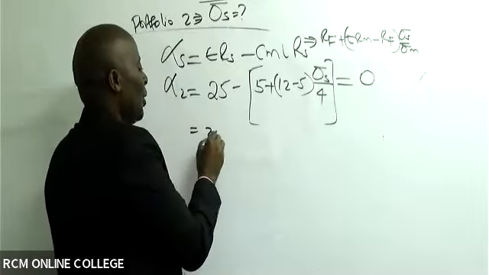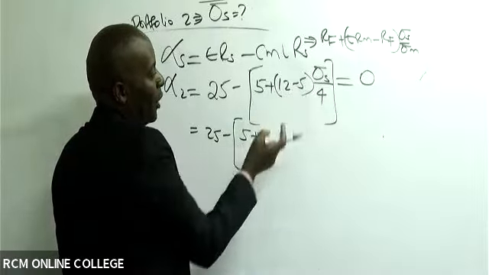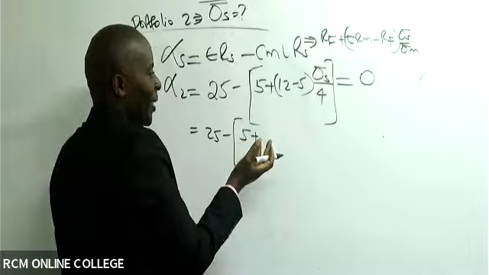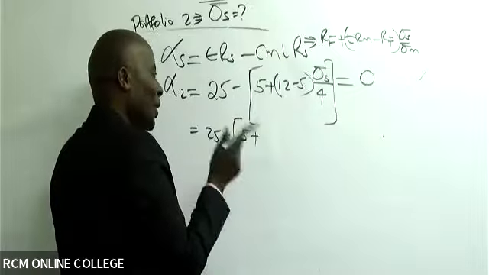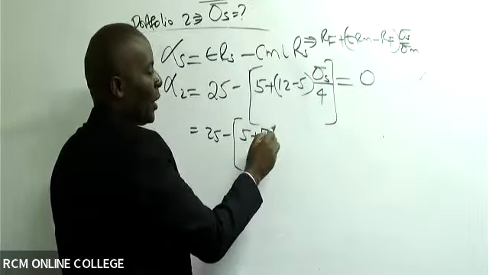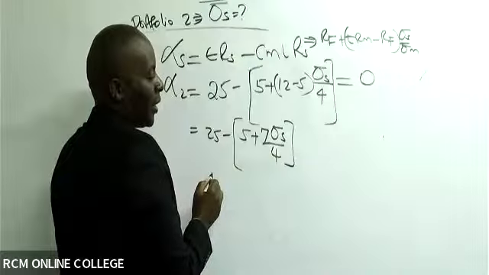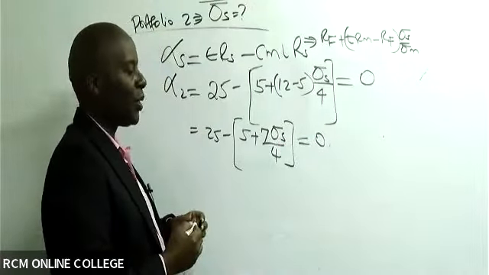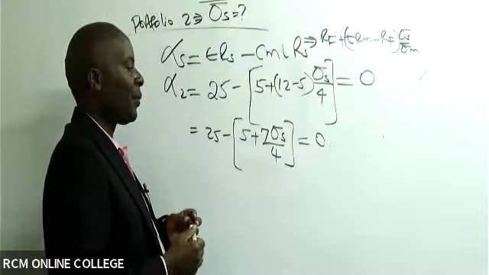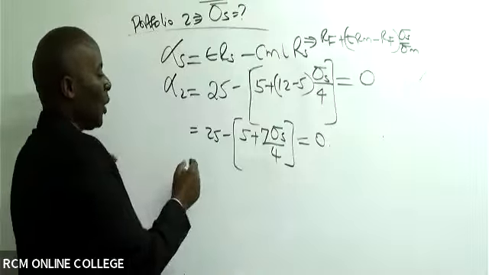So 25 minus brackets, 5 plus 12 minus 5. 12 minus 5 is 7, isn't it? So 7 standard deviation of S over 4. Equals 0. So can we open the brackets here? When I open the brackets, what will I get?